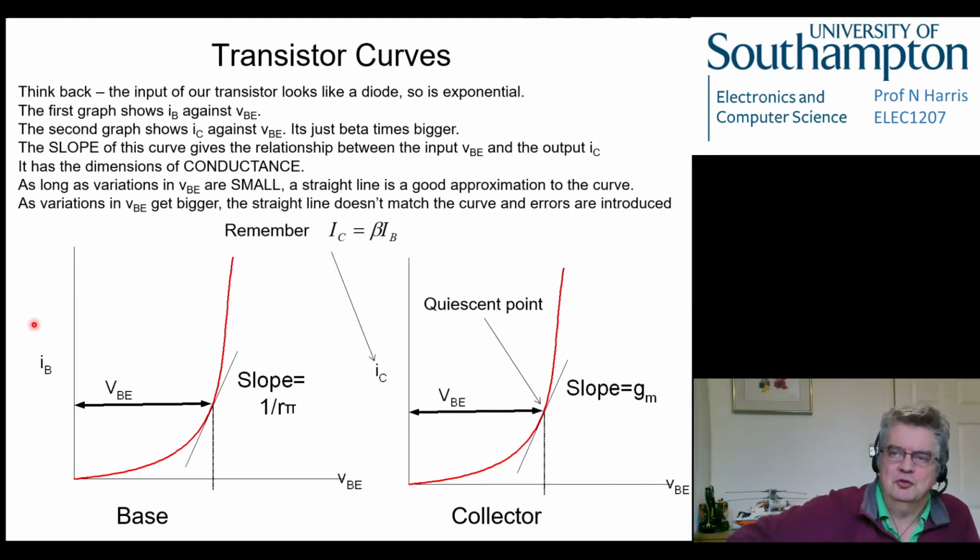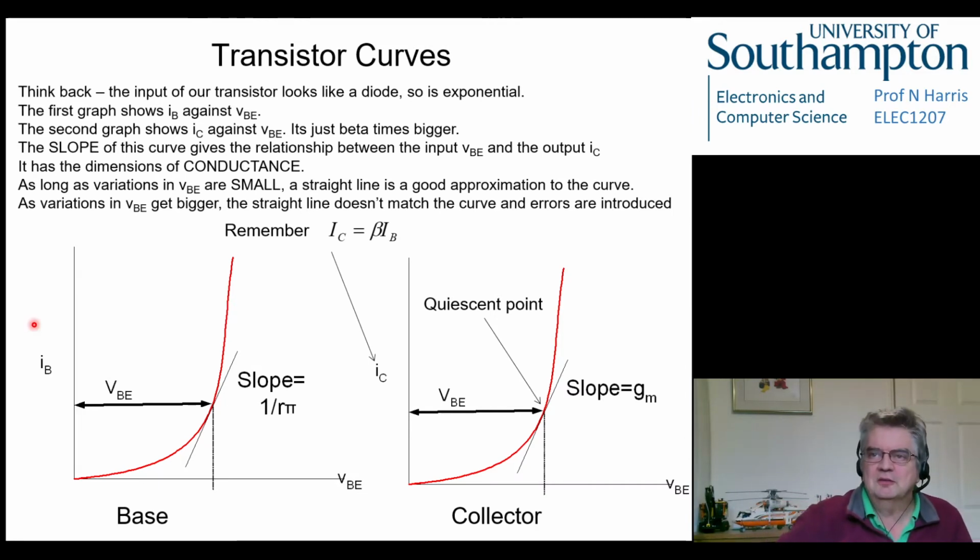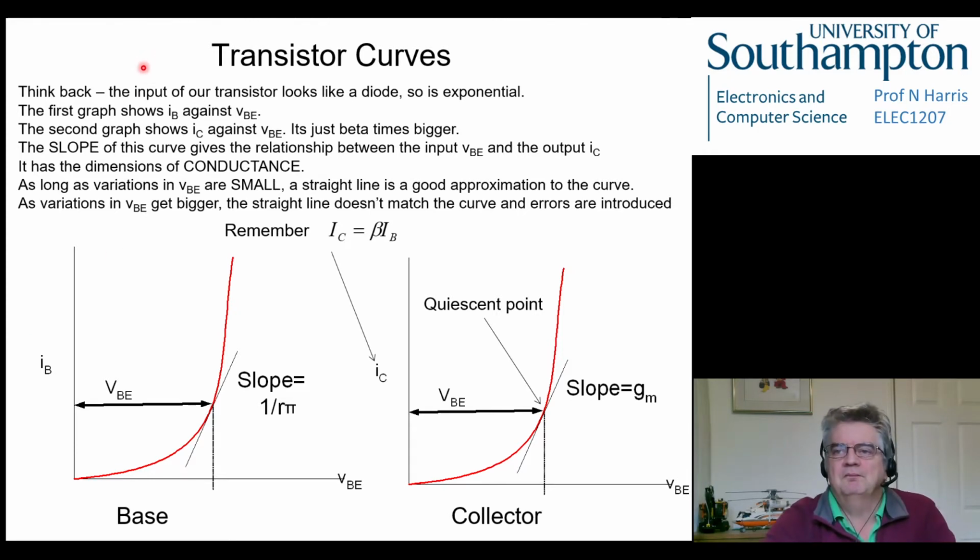Right, so that's where we got to, and this is where we now start to look at this in a little bit more detail. So there's a couple of curves here. They look a bit complicated, so we'll just look at those in a little bit. So what we're looking at is the base current, the input current to our transistor, compared with the input voltage, VBE, the base emitter voltage. So this is the input voltage, and this is the input current.